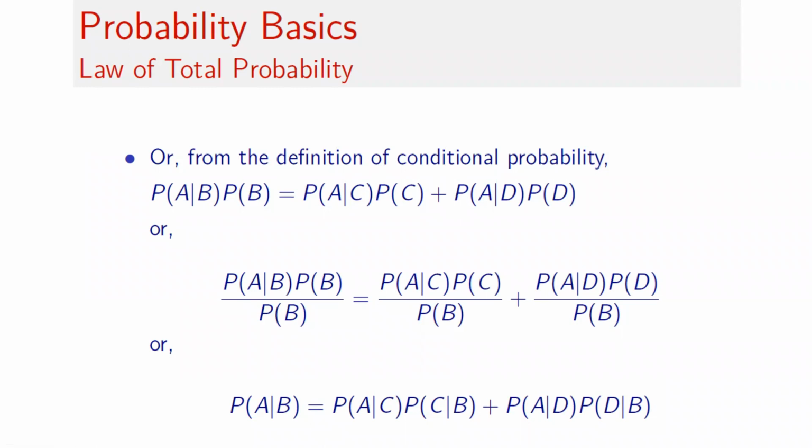And that becomes the probability of A given B equal to the probability of A given C times the probability of C given B plus the probability of A given D times the probability of D given B. And now let's see where we can go from there.